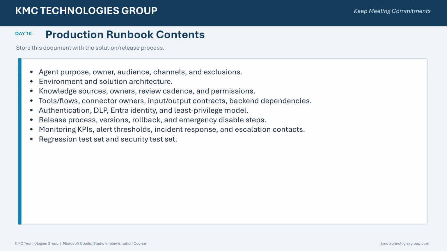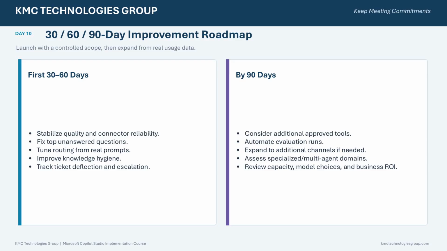Document authentication, Entra identity, DLP, and least privilege. Include release procedures, versioning, rollback, and emergency disable steps. Define monitoring, alert thresholds, incident response, and escalation contacts, and maintain the regression and security test sets alongside the operating model. After launch, resist the temptation to expand immediately.